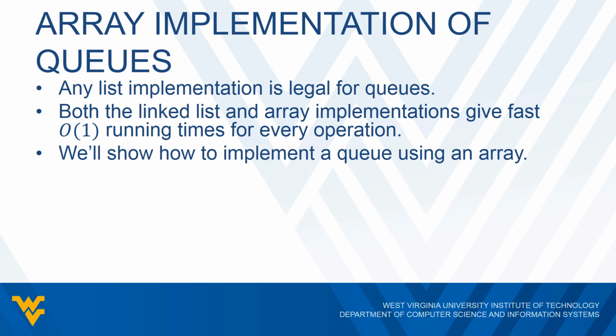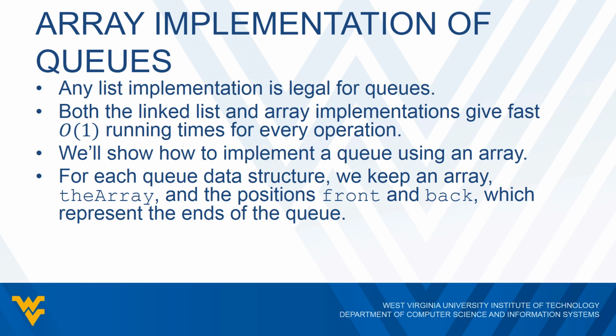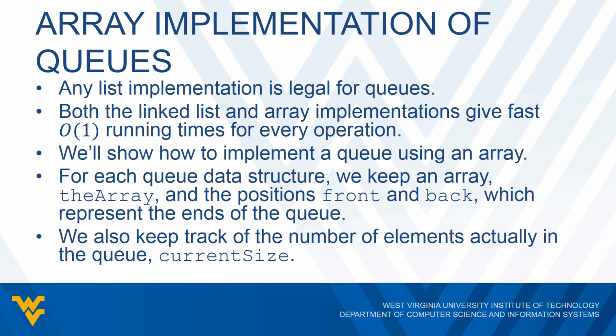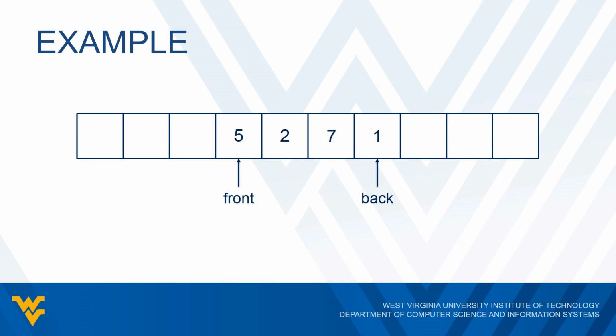So for arrays, what we're going to do is for each queue data structure, we're going to have the array, which in this case we'll call the array, and then we'll also have variables front and back that will keep track of the positions of the ends of the queue. And then we'll also keep track of the current number of elements that are in the queue. So we'll let current size be this variable that tells us how many items are in the queue.